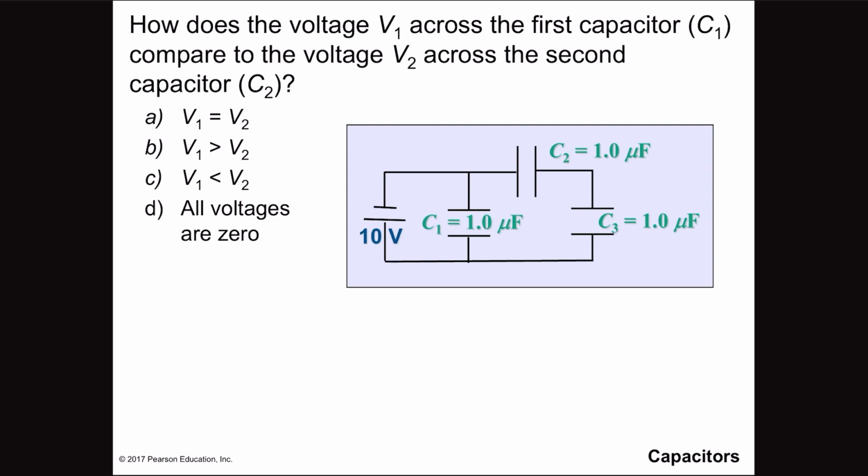All right, how does the voltage V1 across the first capacitor C1 compare to the voltage V2 across the second capacitor C2? So if we look here, we know that the combination of these two is going to be in parallel with this one, which means that the combination of those two is going to have the same 10-volt drop across it that both of these have.